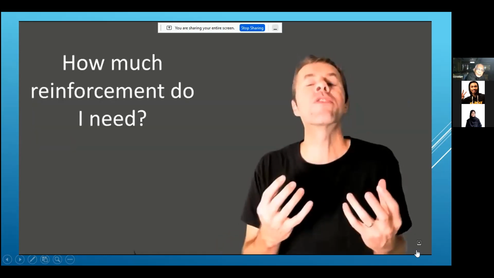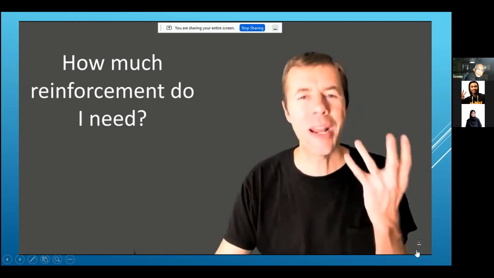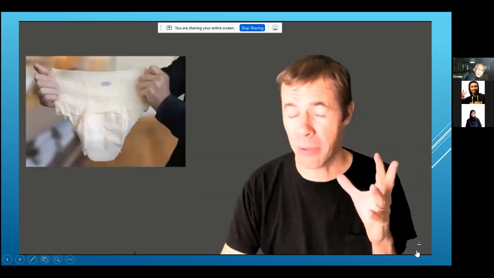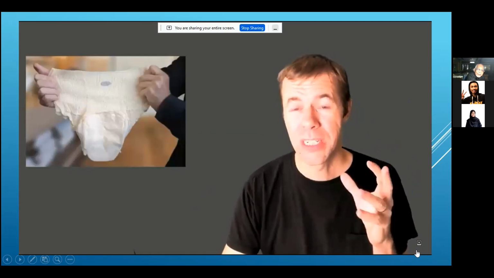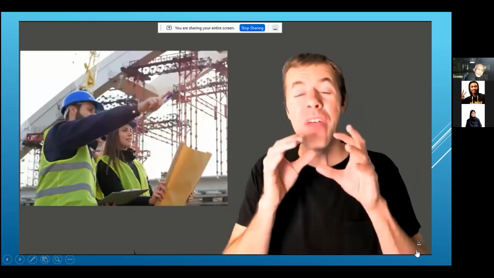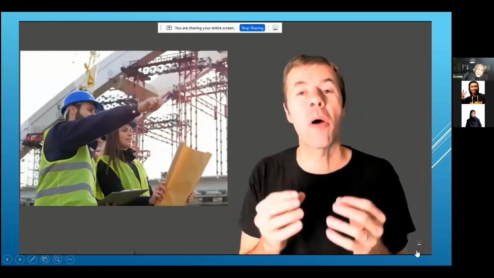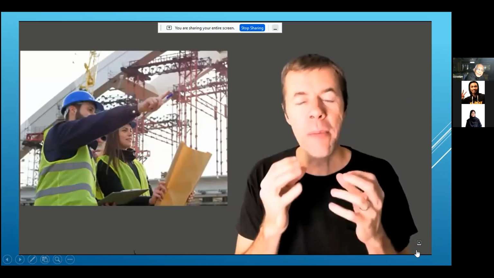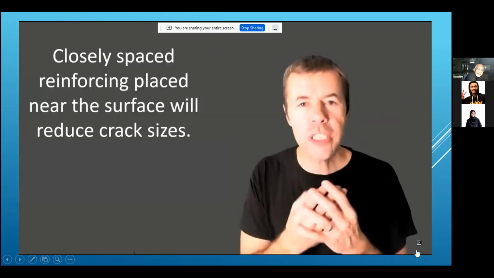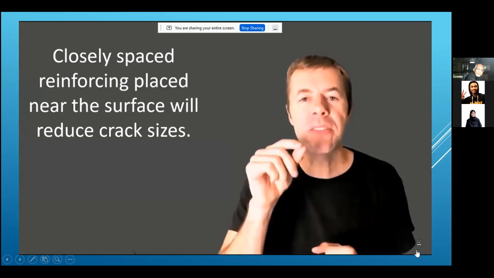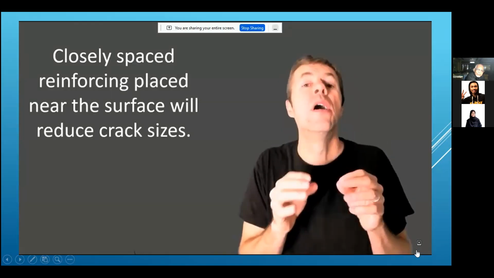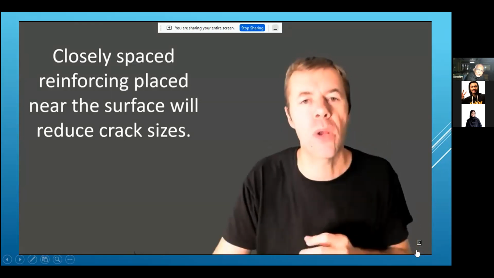So how much reinforcement do I need? Well, it depends. Yeah, depends aren't just diapers. It depends on lots and lots of different things, and that's why we have engineers. They help us figure out these problems and calculate exactly how much we need. Go engineers. But ideally, we'd have closely spaced reinforcement placed very close to the surface. Not too close, because we don't want corrosion, but close enough to help keep those cracks small.